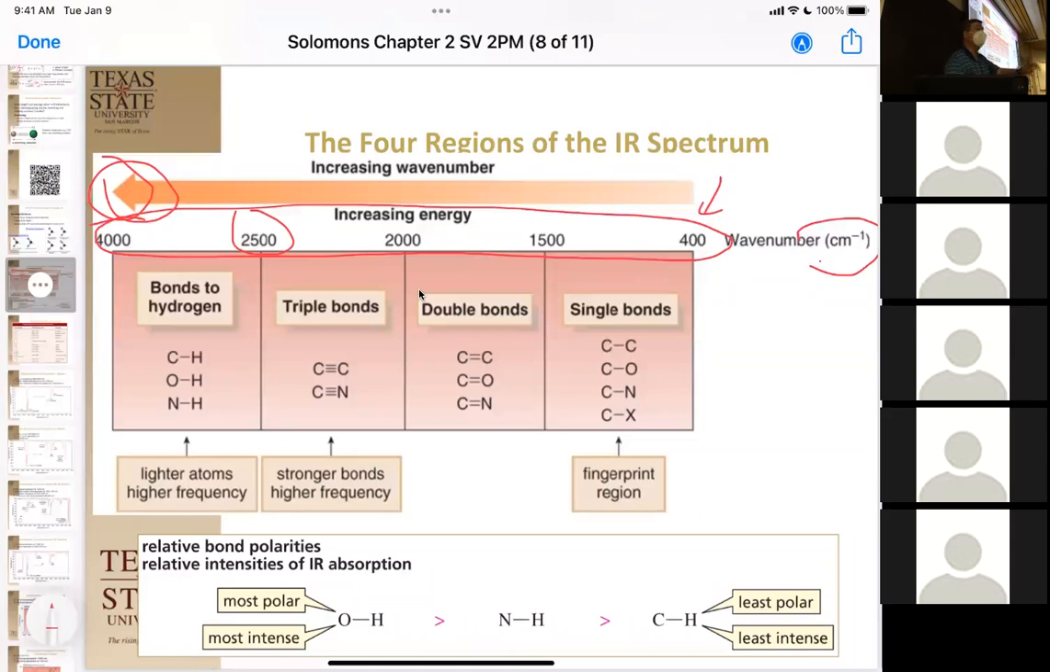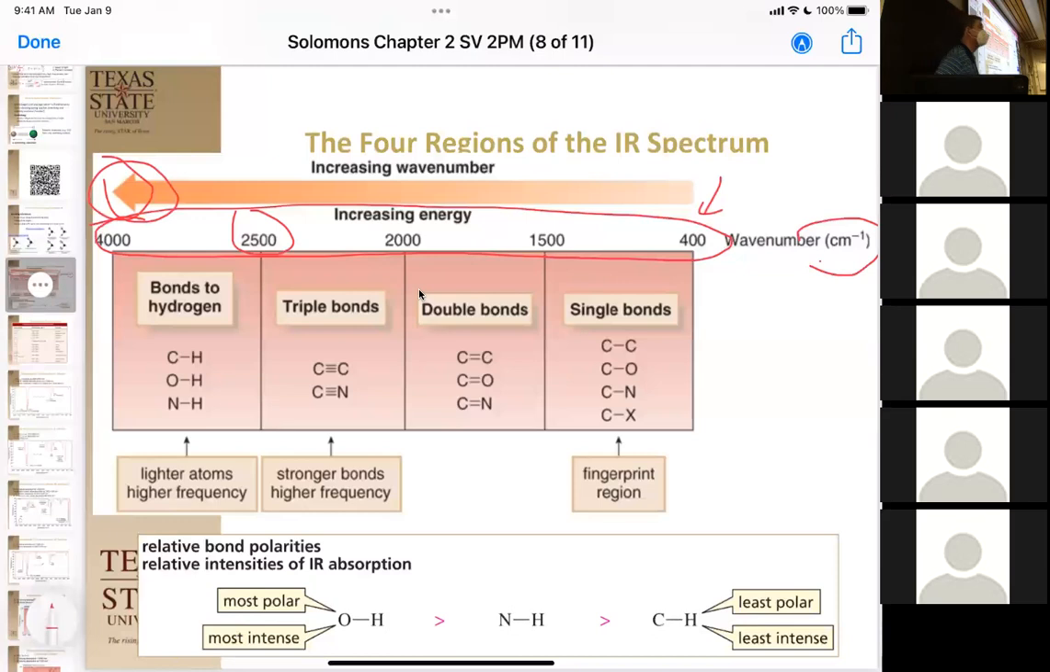Now, the next most important thing besides having the right energy in the right zone is how intense the signal is going to be. The intensity of the signal increases with the polarity of the bond. The difference between oxygen and hydrogen is greater than nitrogen and hydrogen, which is greater than carbon and hydrogen. Therefore, the OH bond is more polar and more intense than the NH bond, which is more polar and more intense than the CH bond. So polarity leads to the intensity.